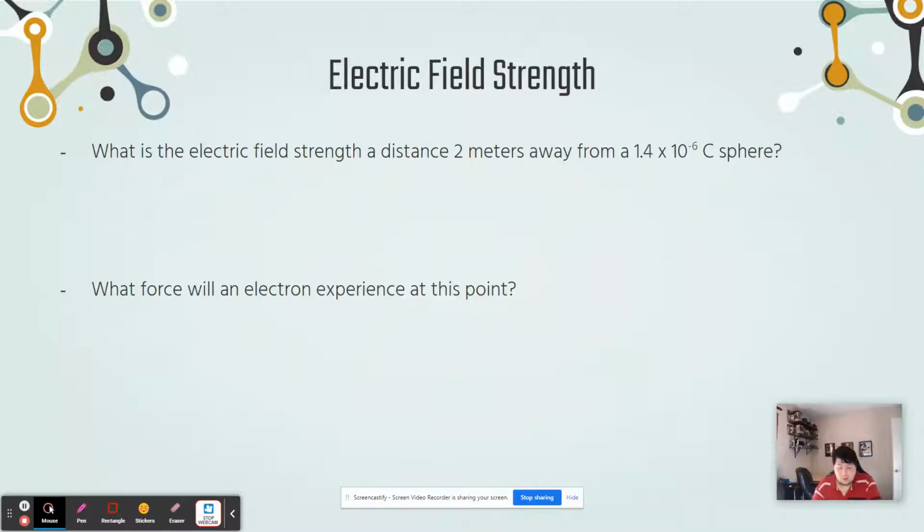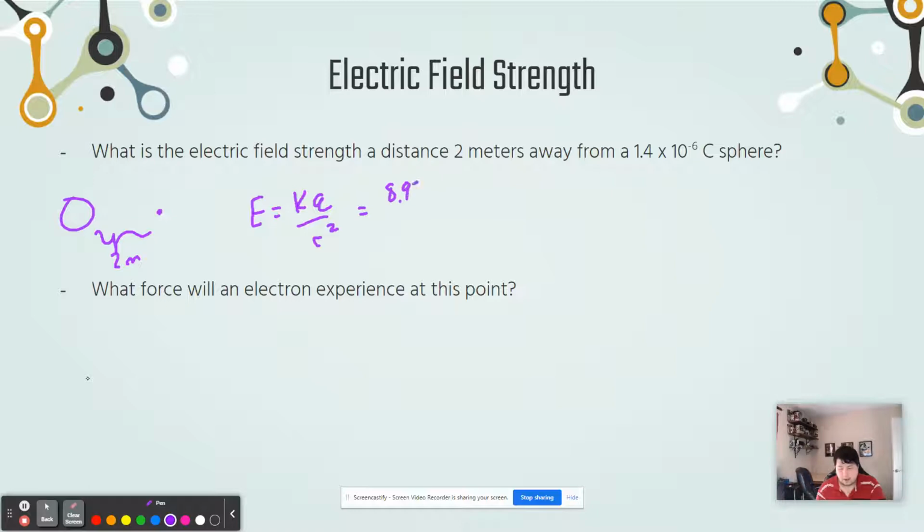Another thing they might ask is just what is the electrical field strength at a distance of 2 meters away from a sphere? So they're literally just telling me, hey, you've got a sphere of charge there. What is the electrical field strength right there, 2 meters away? For this one, I don't have a force. This sounds like I'm going to have to use the equation E equals kQ over r squared. I know the k, the Coulomb constant, 8.99 times 10 to the ninth newton meter squared per coulomb squared, and that's always just on your reference table.